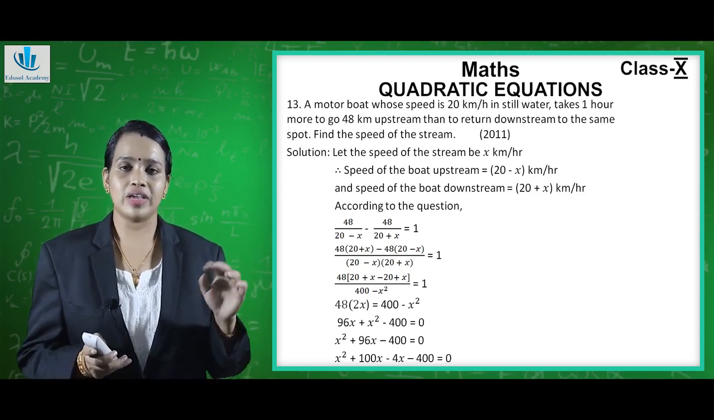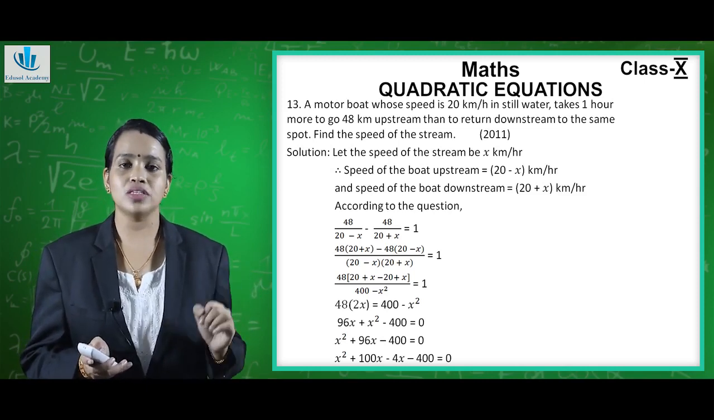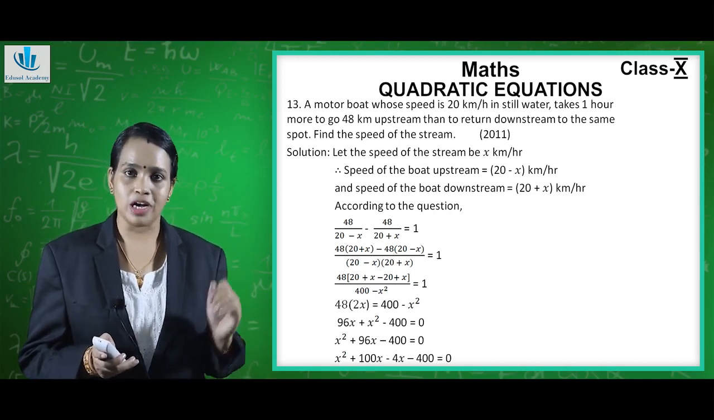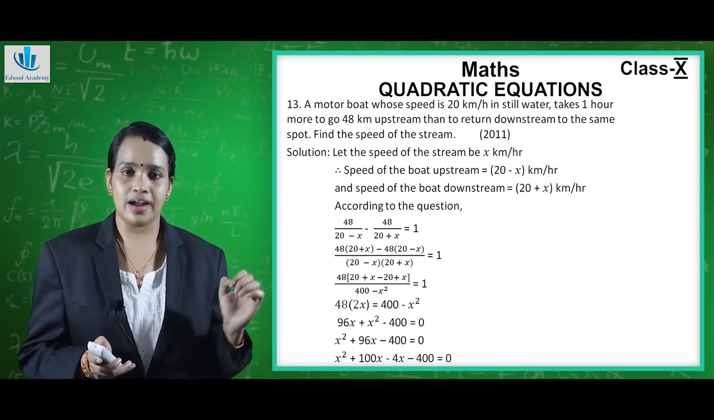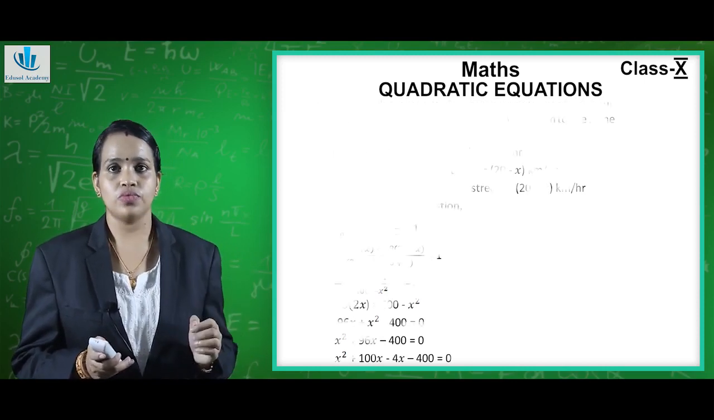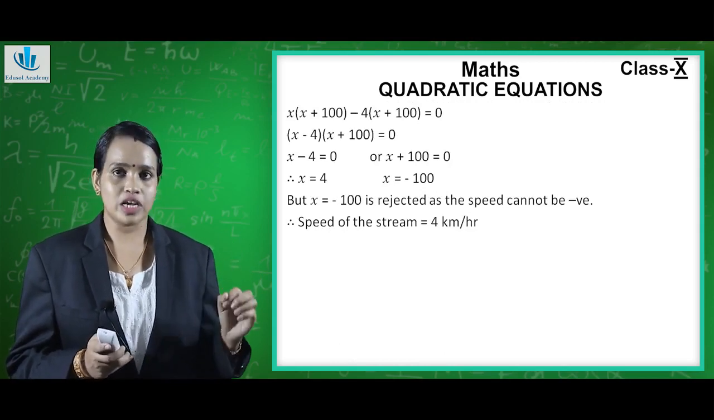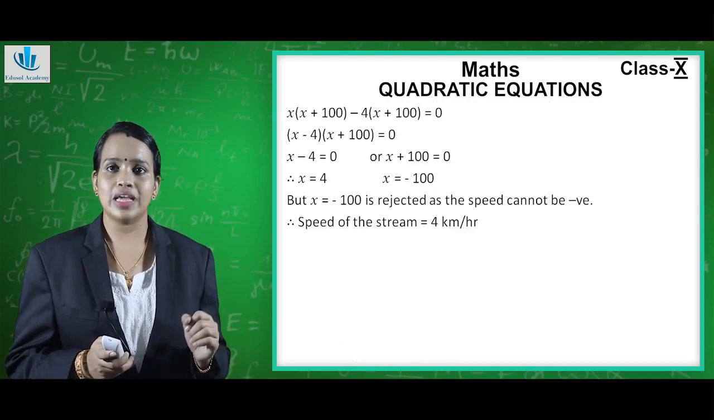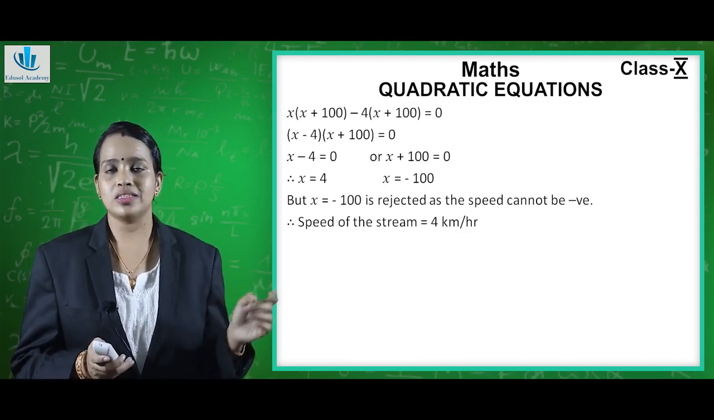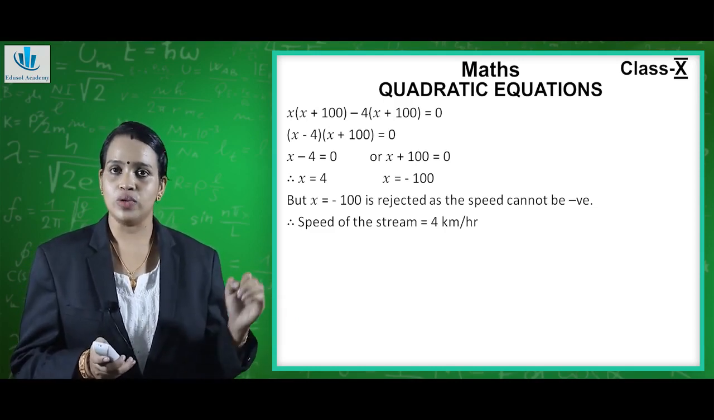So we can arrange it this way: x raised to 2 plus 96x minus 400 is equal to 0. Now we split the middle term, so it becomes x raised to 2 plus 100x minus 4x minus 400 equal to 0. Taking x as common, x into x plus 100, minus, here we take 4 as common, 4 into x plus 100 equal to 0. Now we can separate it in brackets: x minus 4 into x plus 100 equal to 0.